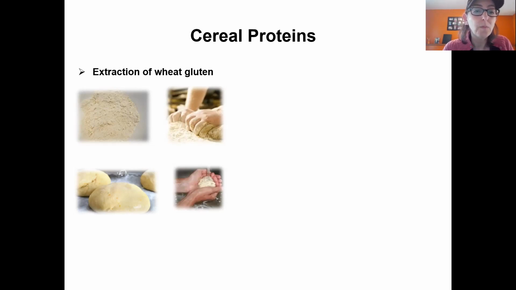And from the dough, I washed the dough under water and saved the starch component in the water, because the starch should be washed with the water, and then what remains in my hand is the gluten network. So I keep washing it until the water that comes out is clear. I take the water with the starch, I freeze dry that, so I have the starch, I have the oil, and then now I have the protein.